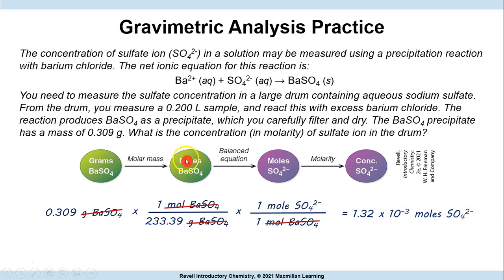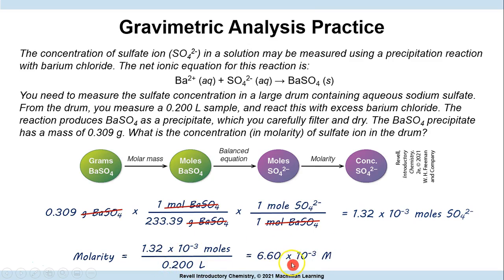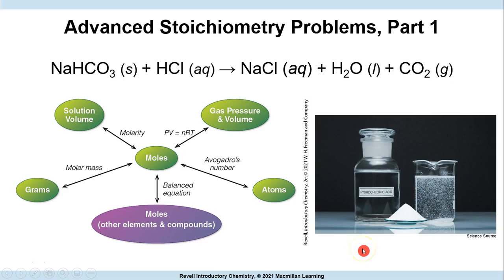But we've been asked to calculate the concentration. So now we have the number of moles and we have the volume. For the concentration, we know that the molarity is equal to the number of moles over volume. So we are actually going to divide these moles by this volume. So that gives us 1.32 times 10 to the minus 3 divided by 0.200 liters. And that gives us a concentration of 6.60 times 10 to the minus 3 molar.